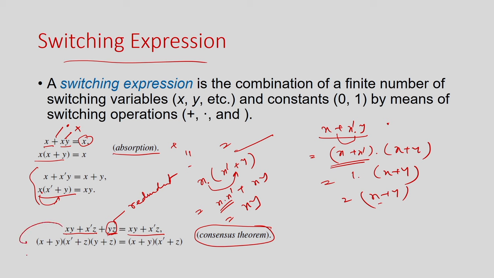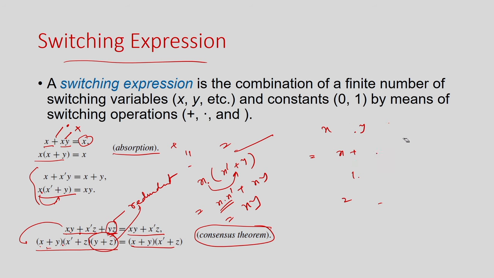By duality, I get the other form: I replace AND with OR, and OR with AND. So this is basically x plus y, x bar plus z, and y plus z. Again, this is redundant, so it results in only these two product terms. This is called the consensus theorem. I can prove this easily. Let me just prove the first one; the second will go in a similar manner.